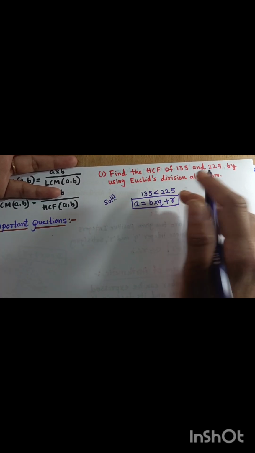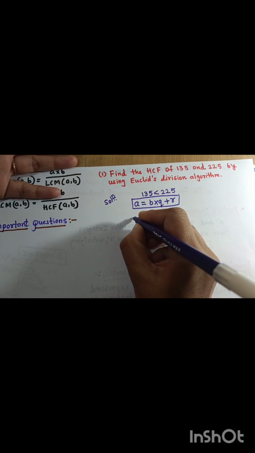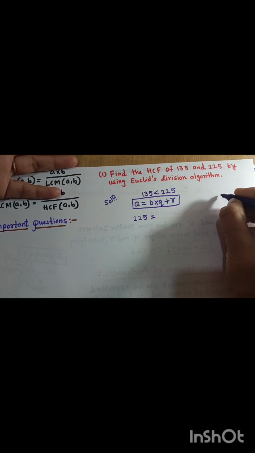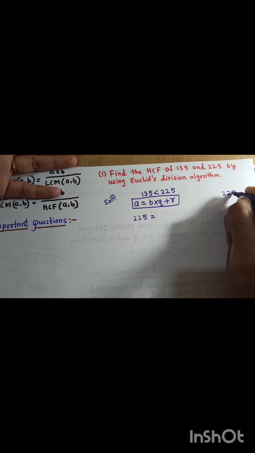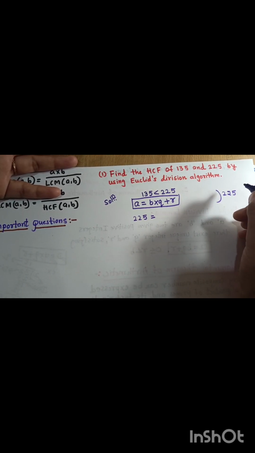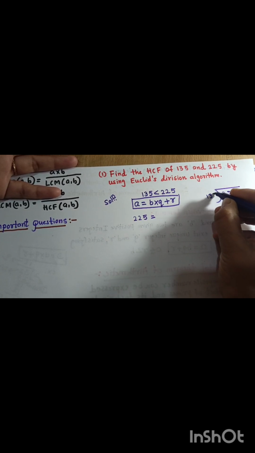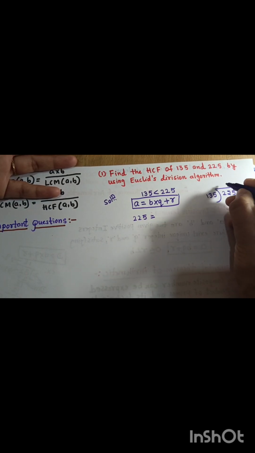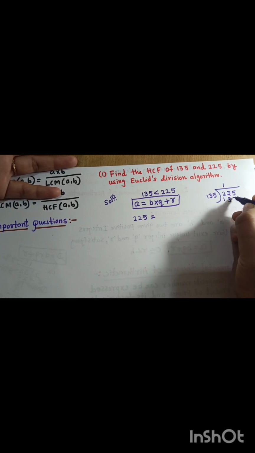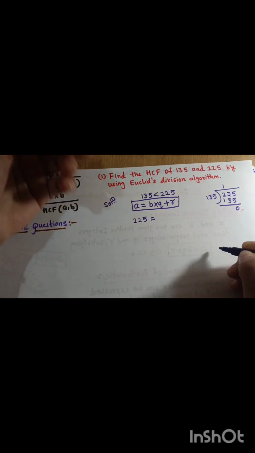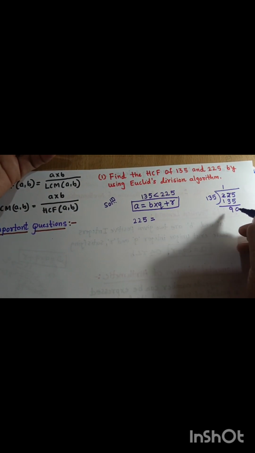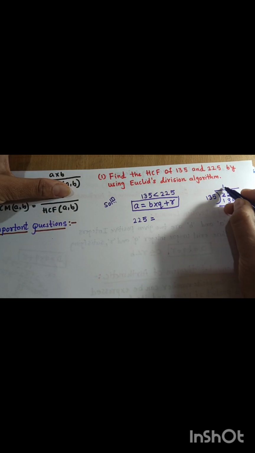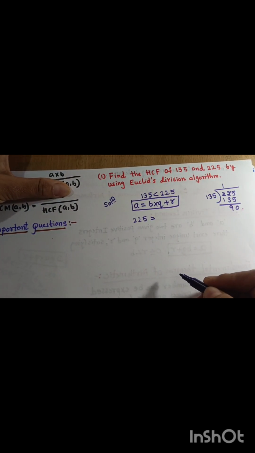You take 225 divided by 135, means 225 is equal to. Now see, I'll do some rough work here. I don't write the answer directly, otherwise you don't understand. 225 is divisible by 135. So 135 ones are 135, 135 twos are 270. So 270 is more than 225. So that's why I take 135 ones are 135. So what is the remainder here? Yeah, this one is 90. The remainder is 90. So what is the quotient here? 1.